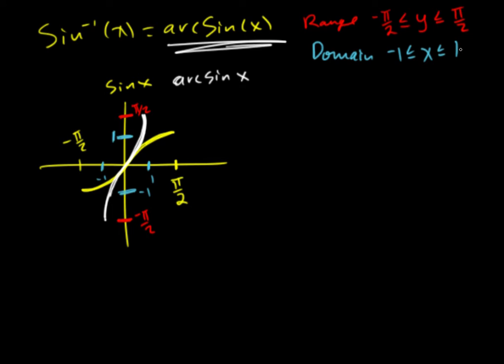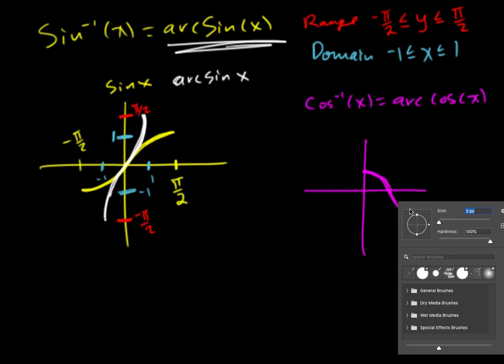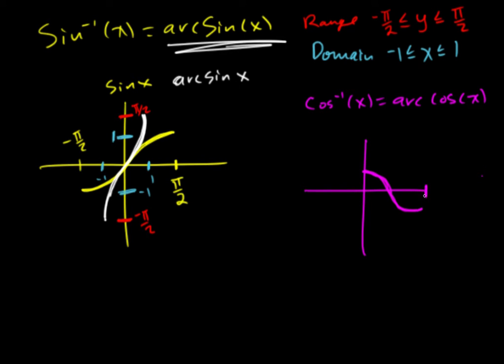Now, cosine. So if we're doing inverse cosine of x, arc cosine of x, we're going to draw our cosine function in a specific way. So we're actually going to draw it like this. So that's going to take us to pi and 0. And then the max and the min are still 1 and negative 1. So this, once again, is just for cosine x.